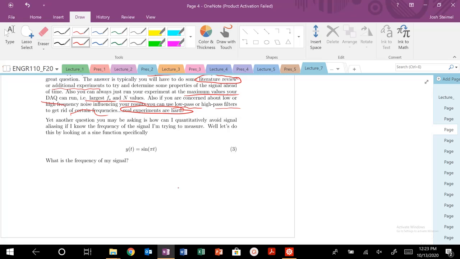But in the next video, we're going to get some quantitative value, or metric, to avoid signal aliasing, if we know the highest frequency of the signal that we're trying to measure. So we're going to do that next time, and we're going to look at the sine function. Let's tackle that in the next video.